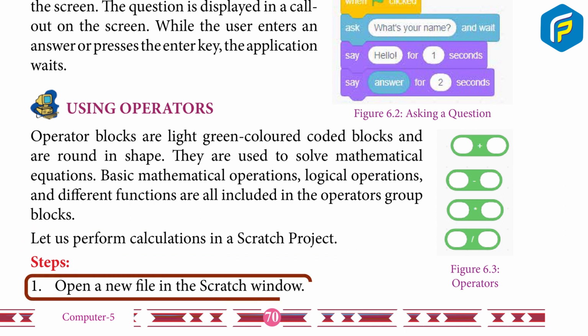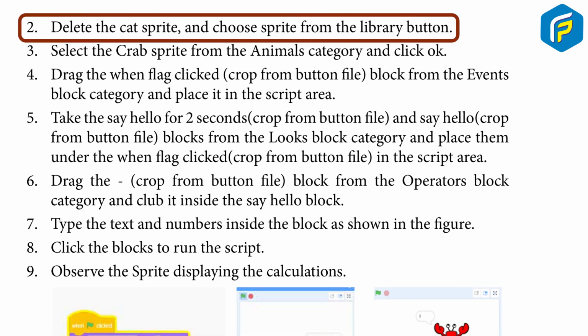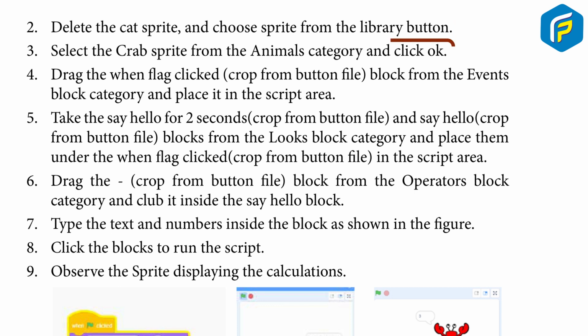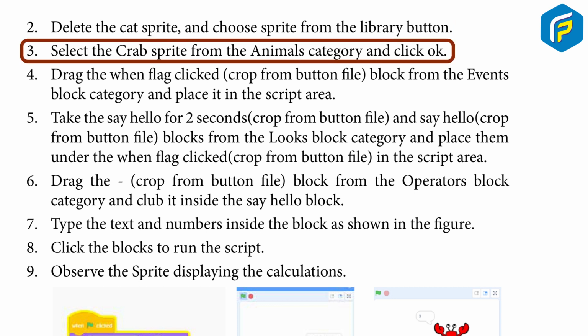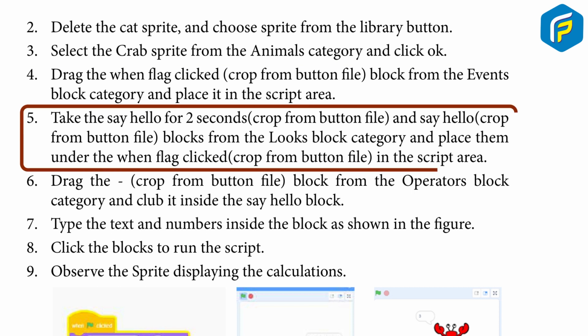Steps 1. Open a new file in the Scratch window. 2. Delete the cat sprite and choose a sprite from the library using the Choose a Sprite button. 3. Select the crab sprite from the animals category and click OK. 4. Drag the when flag clicked block from the events block category and place it in the script area. 5. Take the say hello for 2 seconds block from the looks block category and place it under the when flag clicked block in the script area.